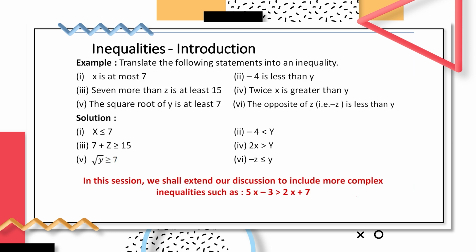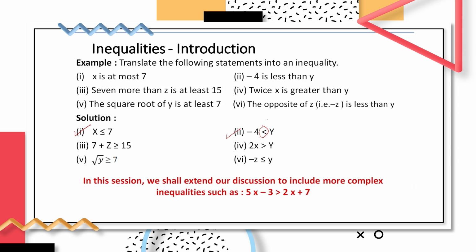So x is at most means it is always less than 7 or equal to 7. So the first expression will be x less than or equal to 7. The second expression is minus 4 is less than y. So minus 4 is less than y. So this is the mathematical equivalent.